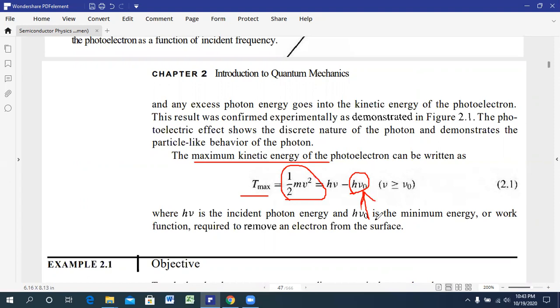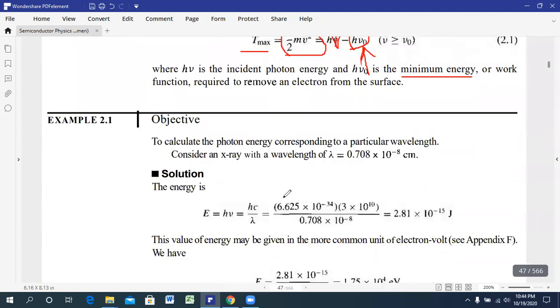Work function means the minimum amount of energy that is required to release that electron from the surface. So this one is very important: what is called the work function. Is that clear? This nu must be greater than nu naught, because h nu naught is the minimum amount of energy required to release that electron, and this is known as the work function.